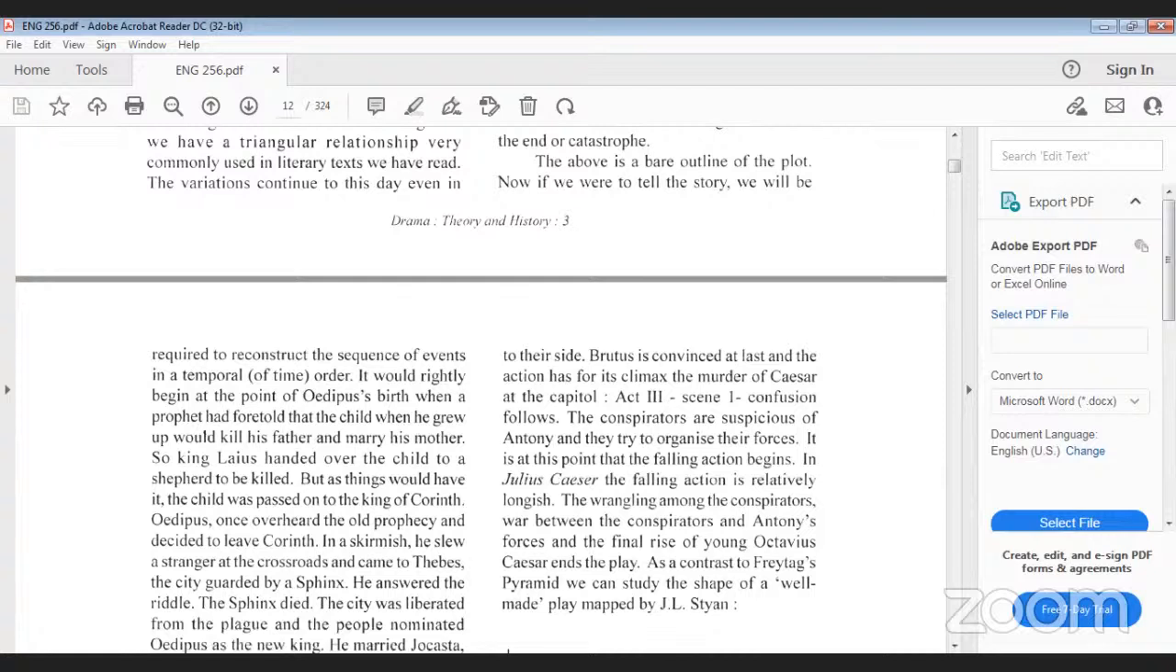It would rightly begin at the point of Oedipus' birth, when a prophet foretold that the child, when he grew up, would kill his father and marry his mother. So King Laius handed over the child to a shepherd to be killed. But as things would have it, the child was passed on to the king of Corinth. Oedipus once overheard the old prophecy and decided to leave Corinth. In a skirmish, he killed a stranger at the crossroad and came to Thebes, the city guarded by a sphinx. He answered the riddle. The sphinx died. The city was liberated from the plague, and people nominated Oedipus as the new king.